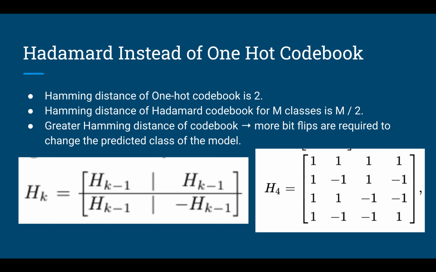Okay, the second main idea presented is to use a Hadamard codebook instead of a one-hot codebook. So recall that the Hamming distance of the one-hot codebook is only 2. Practically, this means that the adversary needs to flip only a single logit in order to cause the model to change its prediction, as we saw on the previous slide. In contrast, the Hamming distance of the Hadamard codebook for m classes is m over 2. And so a greater Hamming distance of a codebook means that more bit flips are required to change the predicted class of the model because the class vectors are now further apart in binary space.